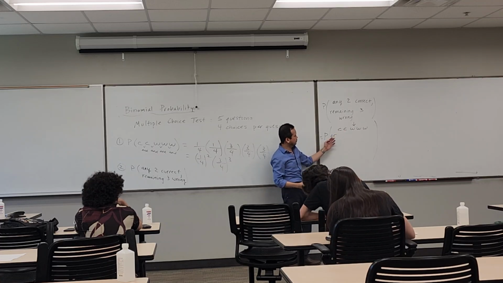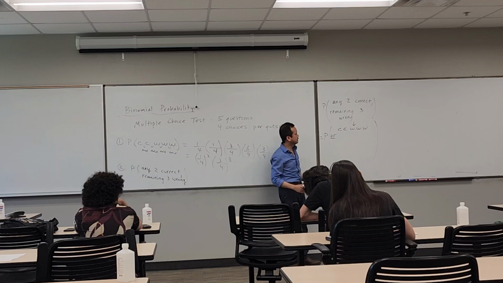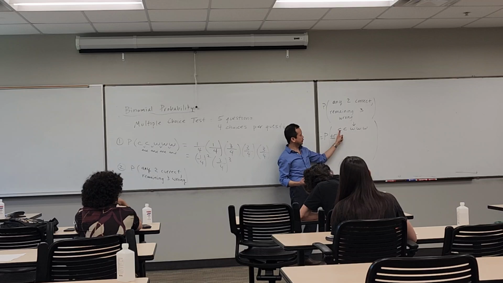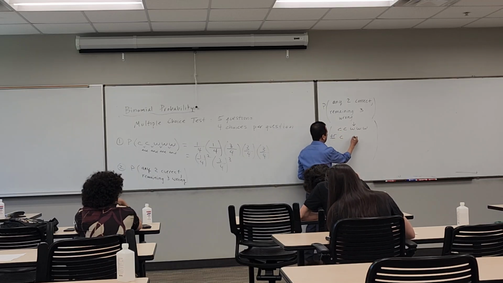That's one possibility that could occur, but it's one of many. So either that could occur, or what else could occur that satisfies the situation of any 2 correct, the remaining 3 wrong? Yeah, so instead of the first 2 correct, maybe now we get the first and the third correct, and the remaining 3 are wrong.